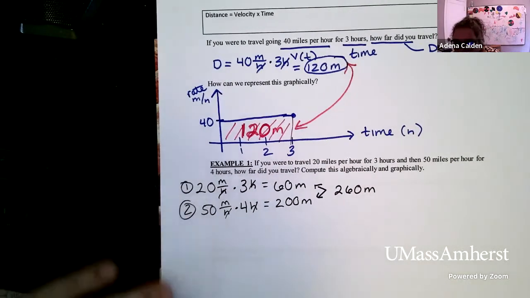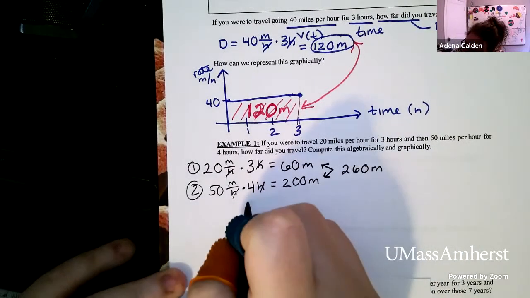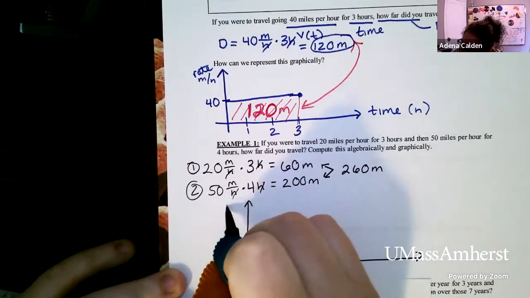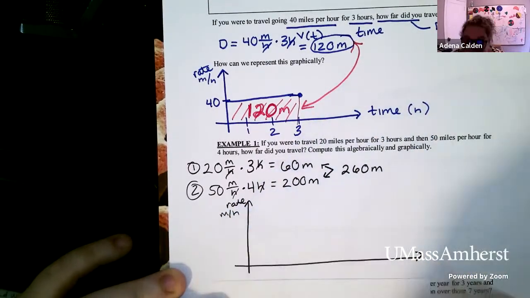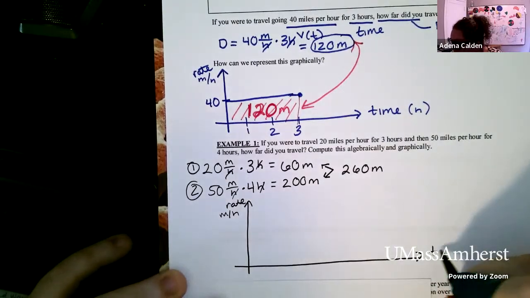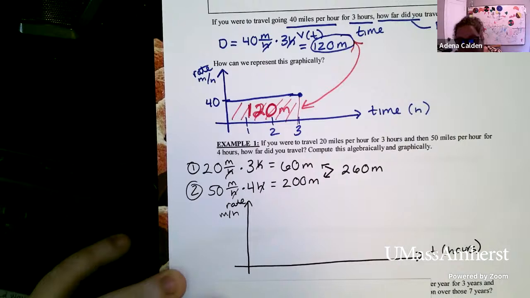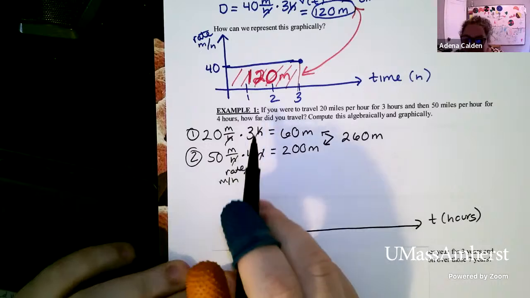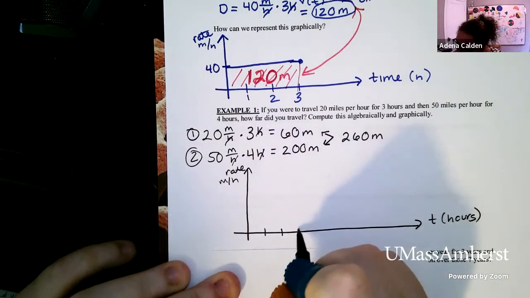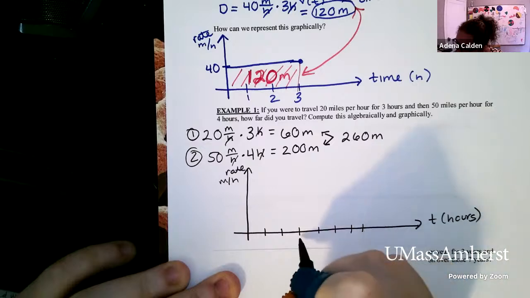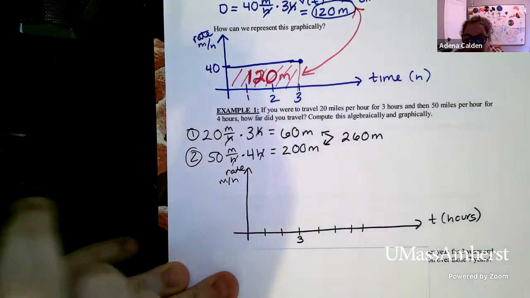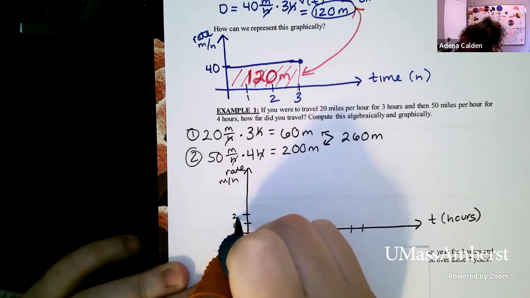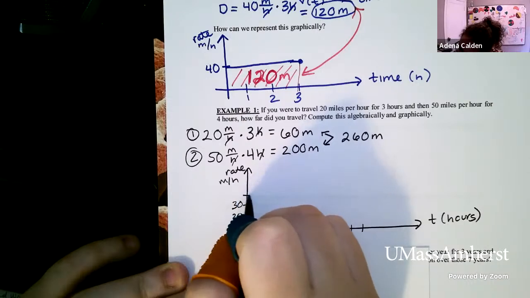Okay, now if I want to graph this, again, I'm going to have my rate in miles per hour on the dependent axis. I'm going to have my time in hours on the independent axis, and I look and I see that my total trip is 7 hours long, right? So I have 1, 2, 3, 4, 5, 6, 7. I'll label the 3. I know the rates that I'm working with are 20 and 50. So I'll count by tens. Make a graph here.